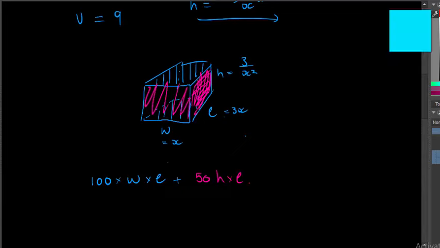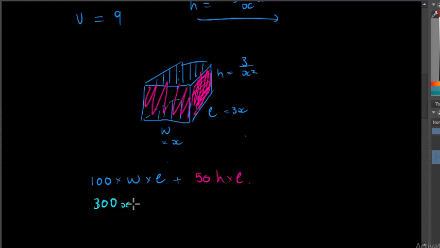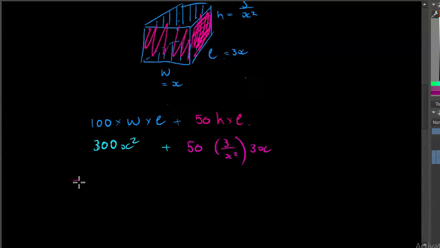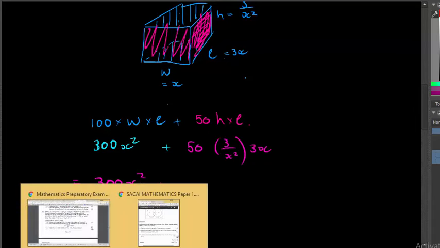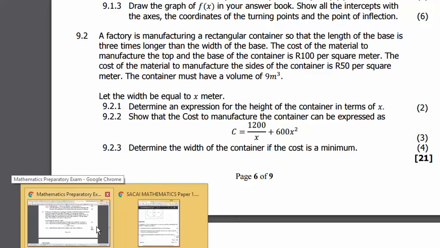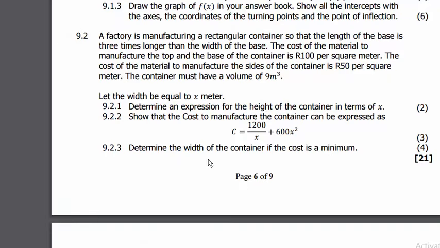So I get 100 times x times 3x is 100, so it's 300x squared, plus 50 times the height, which is 3 over x squared, times the length, which is 3x, and so that gives me a final answer of 300x squared plus 450. Is that right? No. Do I have it the wrong way around?